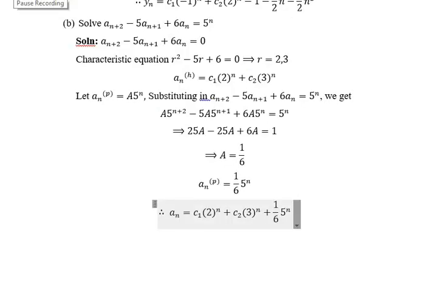Okay, now let's move to the next question. Another type: solve a_{n+2} = 5a_{n+1} - 6a_n + 5^n, that is a_{n+2} - 5a_{n+1} + 6a_n = 5^n.